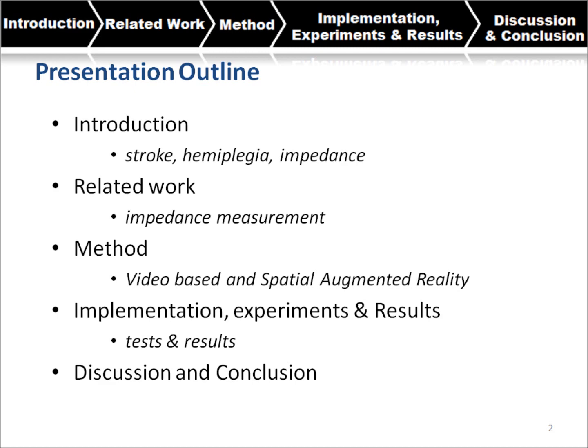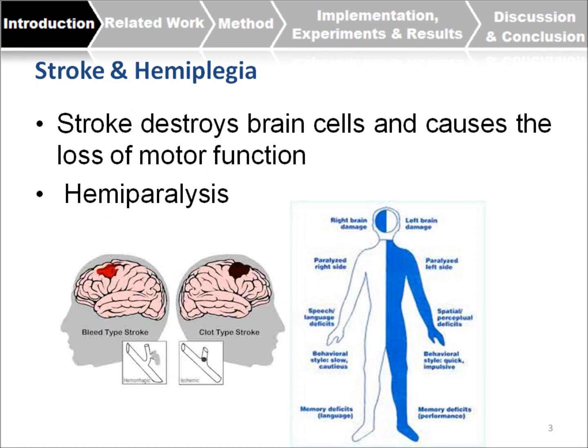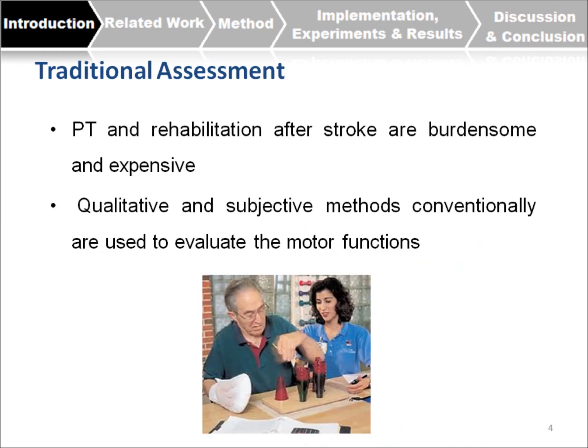Well, stroke causes hemiplegia. Stroke destroys brain cells, and if a stroke happens in the right hemisphere, the left side of the body will be paralyzed, and vice versa. So hemiplegia, or hemiparalysis, means one side of the body will be paralyzed due to a stroke on the other side of the hemisphere.